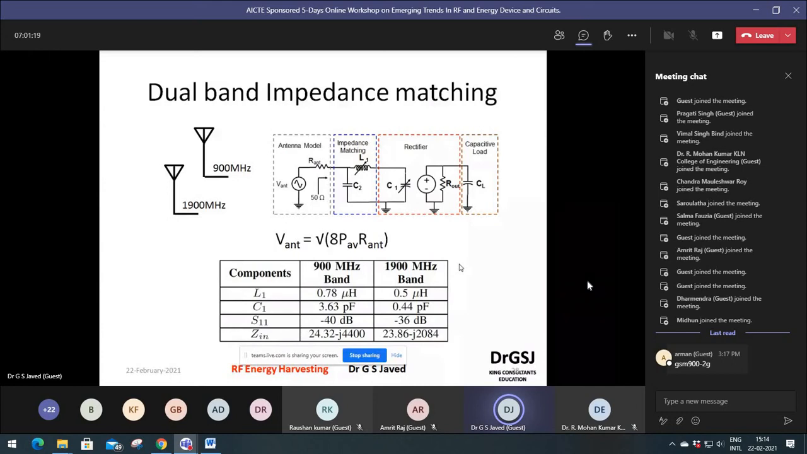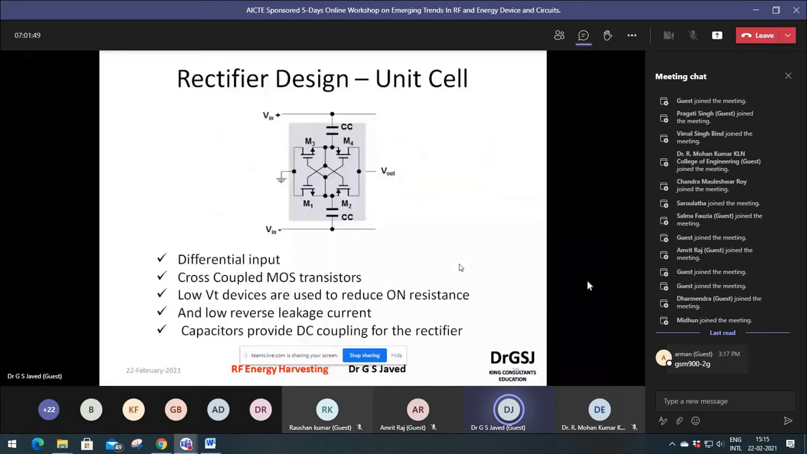Using these designs for L1, C1 and C2, which were fixed and operational, we can now find the total antenna voltage that we receive. The antenna voltage at the antenna input is given as the square root of 8 times the available power multiplied by the series antenna resistance. That gives us the voltage that we get here.